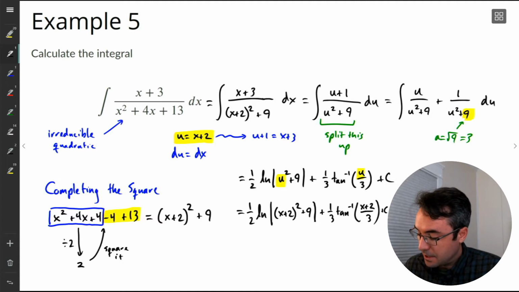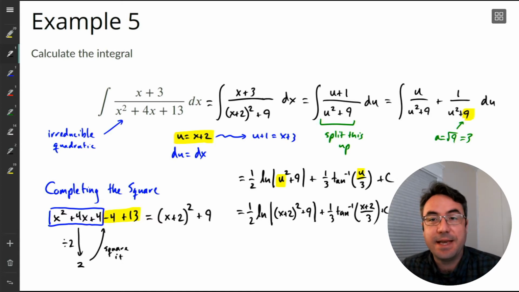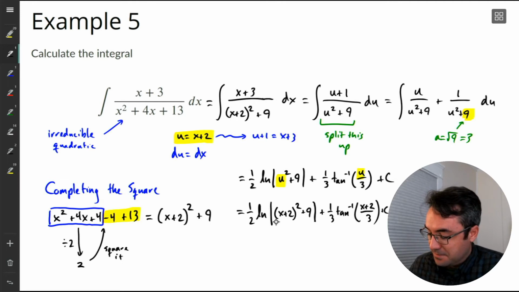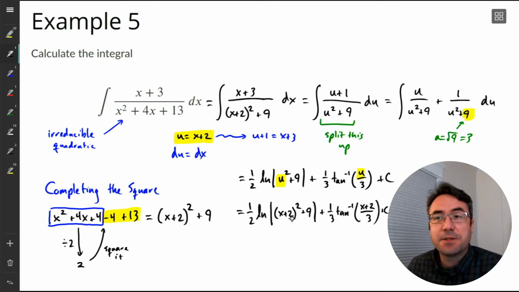And then, of course, our c there at the end. And there we go. We have our antiderivative all in terms of x. If you want to have a little bit of fun, x plus 2 squared, we can multiply that out, add in the 9, and we already know what this is equal to. Going back to our completing the square, it was just equal to our original irreducible quadratic.